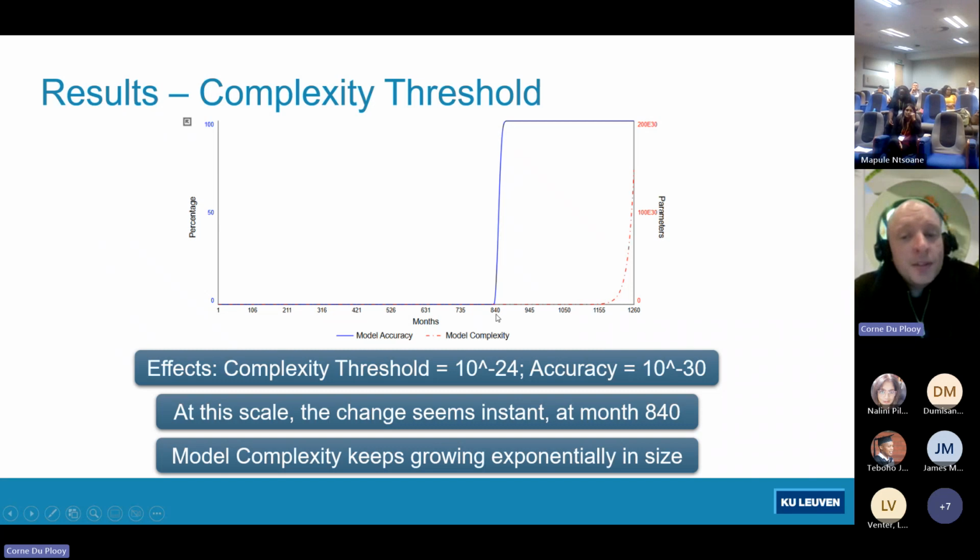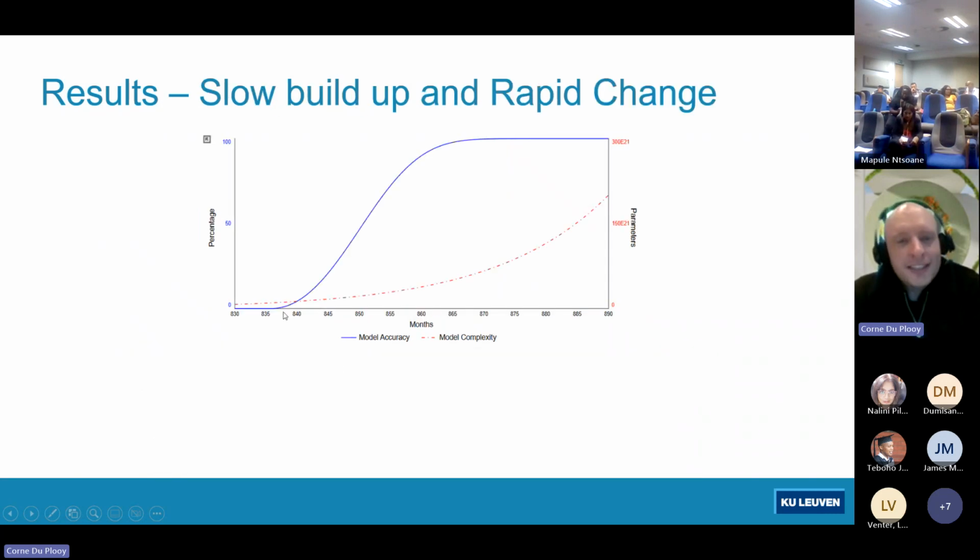The model complexity keeps on growing exponentially in size. Like that's the thing we don't see. As a general population, we don't see that, but we do see the blue line. Suddenly there's something. If we zoom into this blue line, actually, we see that it wasn't just an instant growth. There was an S-curve. And if you look at the months period, it's a few months. It didn't just happen instantly. But looking back, it might have seemed that way.